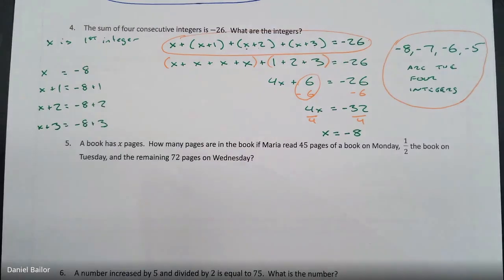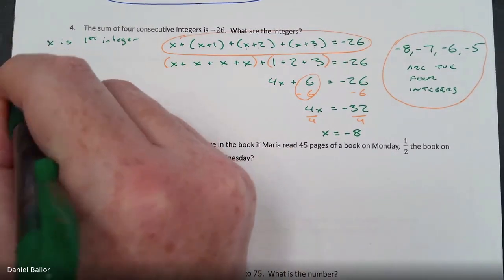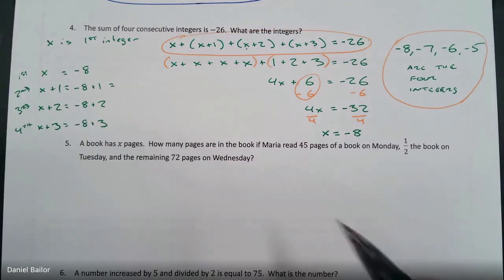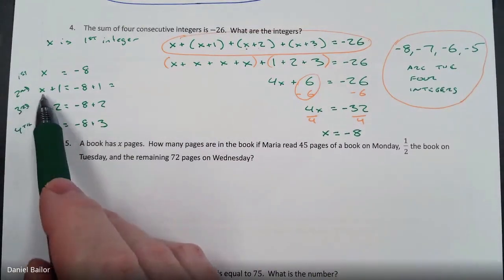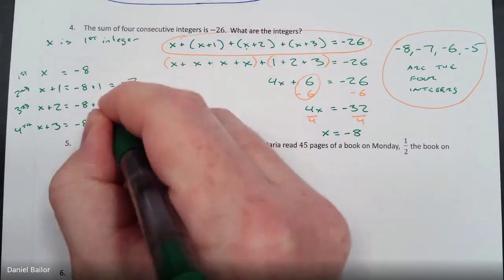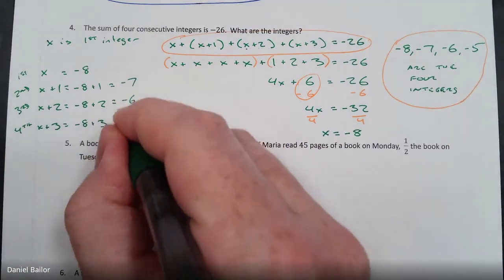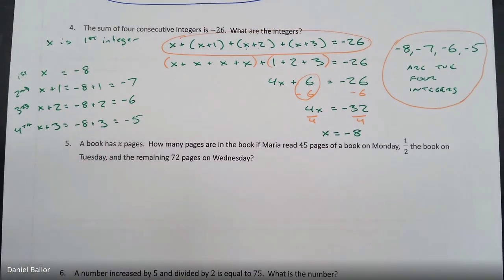So if you did all that, x is -8. That's the first, second, third, fourth integers. The first is -8 because that was x. The second integer is -8 plus 1, which is -7. The third integer is -8 plus 2, which is -6. And the fourth integer is -8 plus 3, which is -5. That's where my answers came from, just in case you want me to show my work for that. But that's number 4. See how I did that?